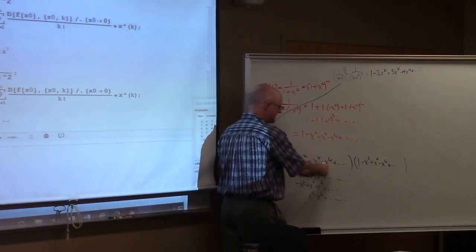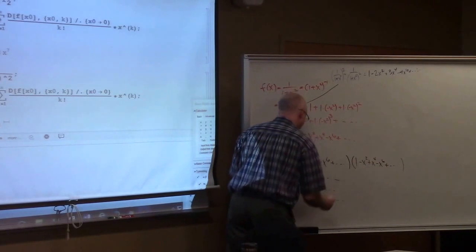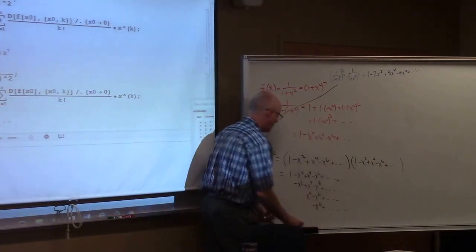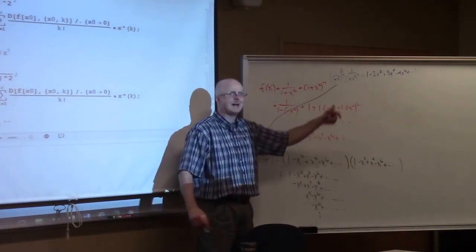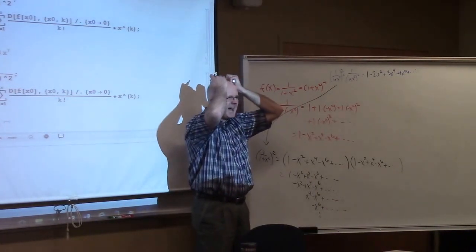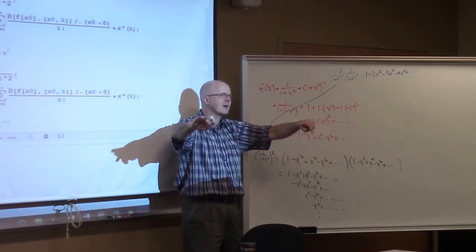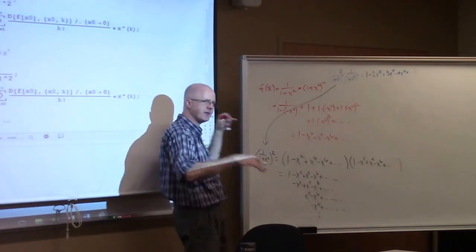Etc. Negative x to the 6th is the next term. Multiply it times every term over there. The first multiplication will give you negative x to the 6th, then I go, etc. What we really have here is an infinite sum of infinite sums. Don't worry about whether this is okay or not. We're waving our hands and saying it's okay without proof.